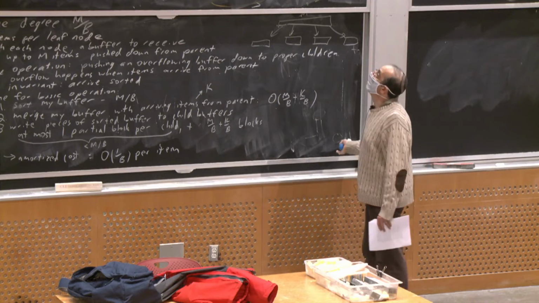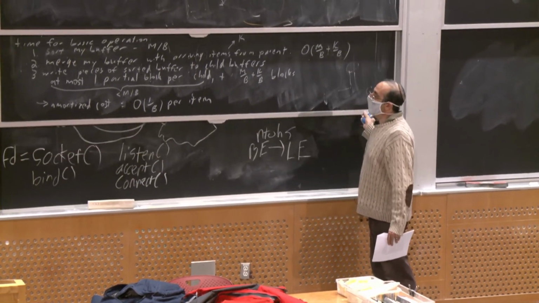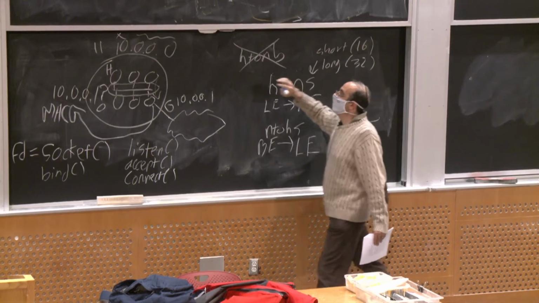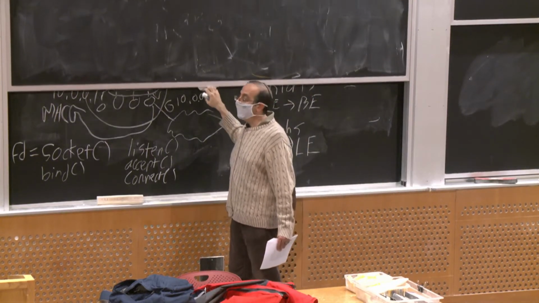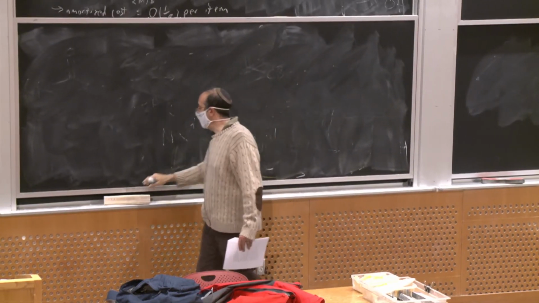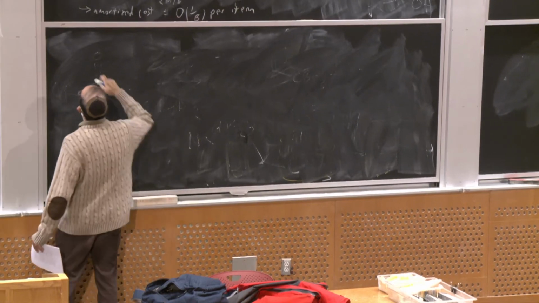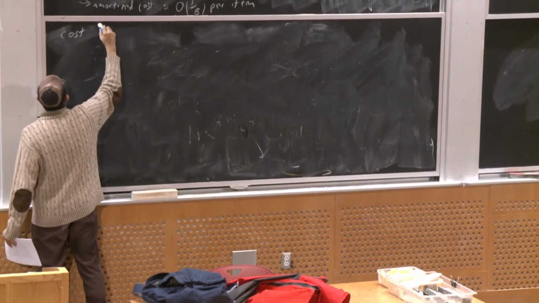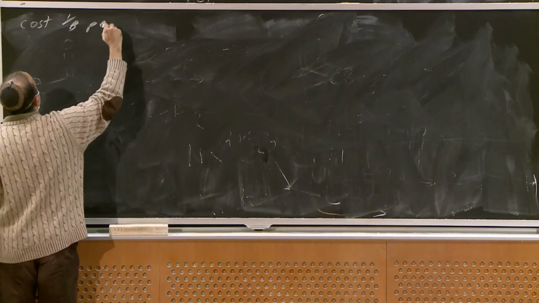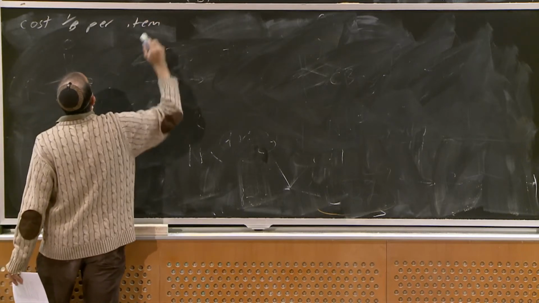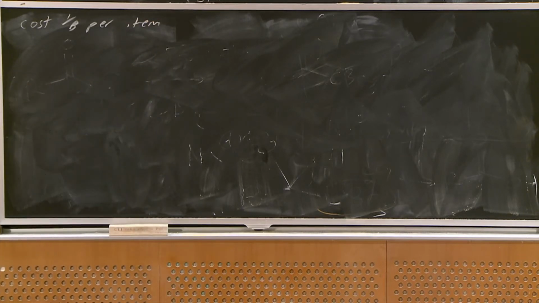So now we're done, right? I've shown you that the cost of pushing items down is only 1 over b per item. And how many times does a single item get pushed down?